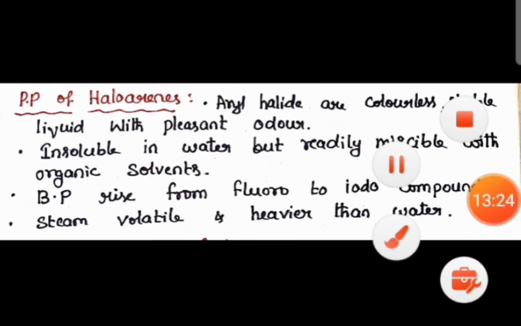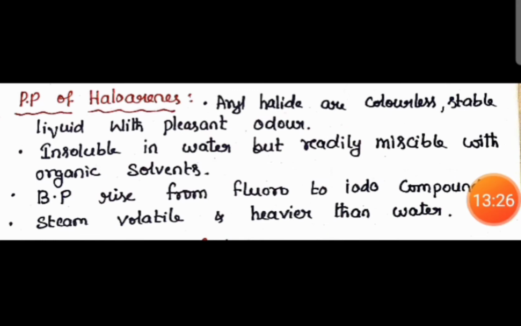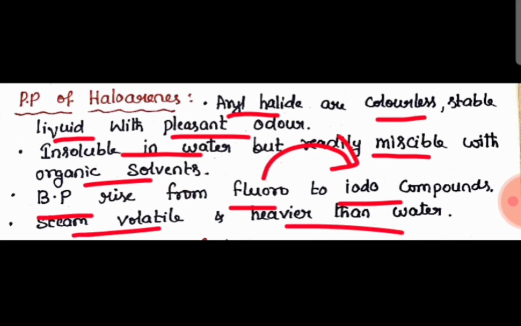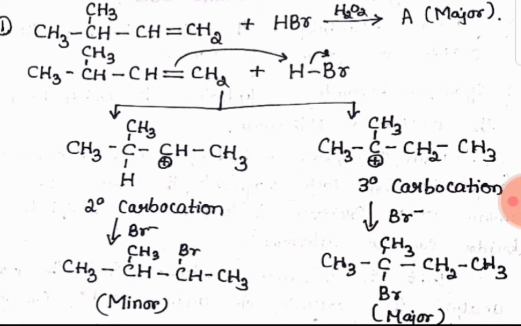Now the physical properties of haloarenes: you have to remember that aryl halides, meaning haloarenes, are colorless and stable liquids with a pleasant odor. They are insoluble in water but readily miscible with organic solvents, and the boiling point rises from fluoro to iodo compounds because of increasing molar mass. They are steam volatile and heavier than water. Haloarenes are heavier than water.